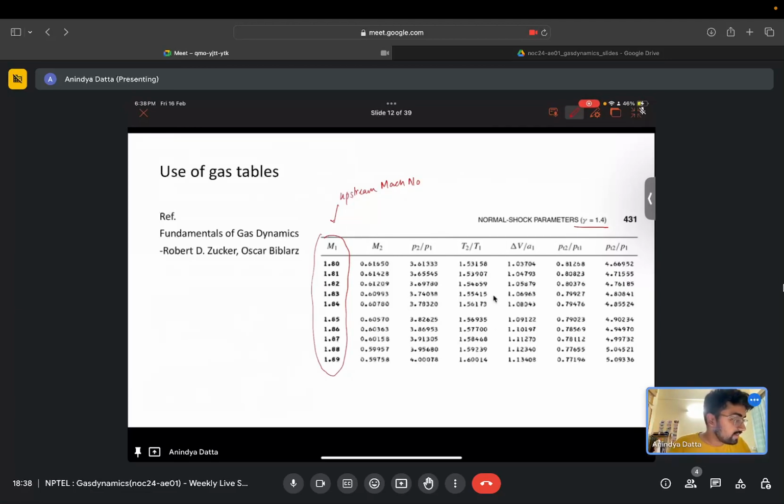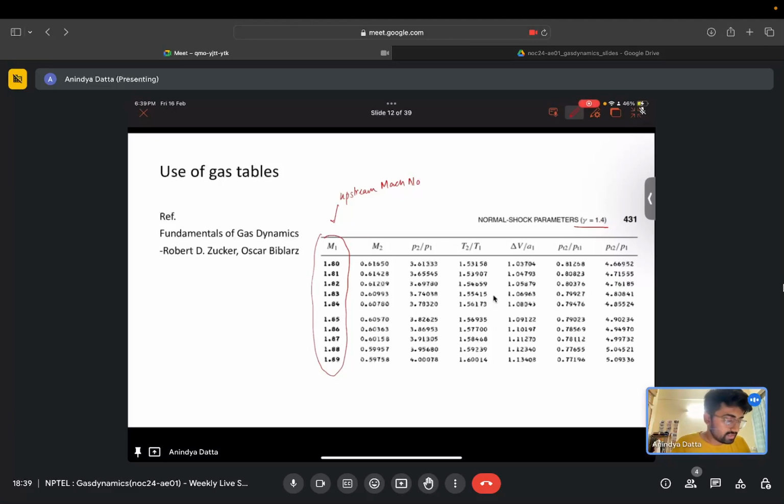Then we have delta V by a1. This delta V is the change in velocity normalized by the speed of sound upstream of the shock wave. Then we have the ratio of total pressure, which should always be less than 1 because total pressure decreases across the shock. And we also have the ratio of total pressure downstream of the shock to the static pressure at the upstream end. So these are the values generally given for a normal shock table.